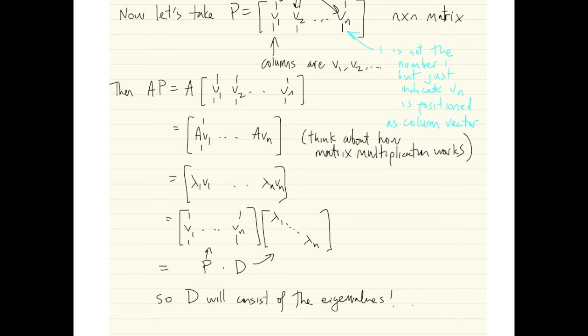So if we use this trick and cook up this matrix P, whose columns are the eigenvectors, now in order for P to have an inverse, those eigenvectors must be linearly independent, and that turns out to be a sufficient and necessary condition for A to be diagonalizable, namely that its eigenvectors need to be linearly independent.